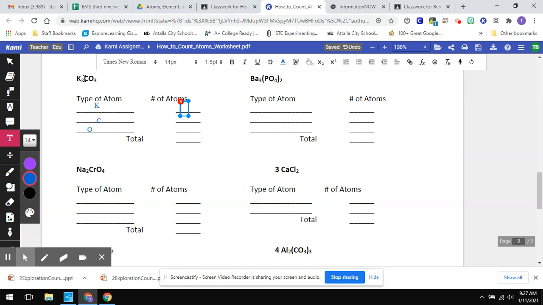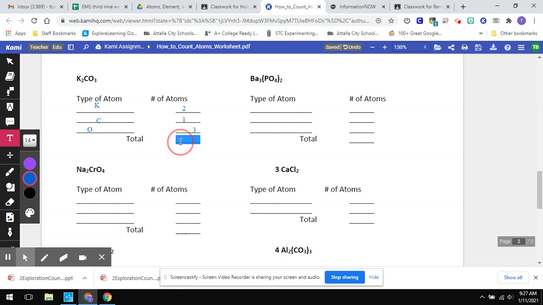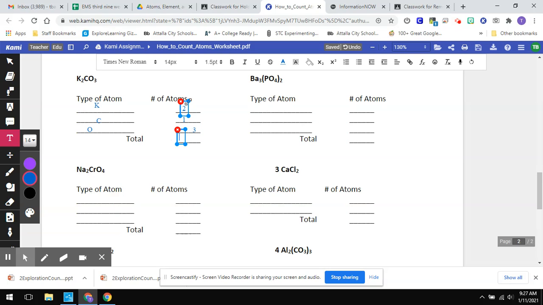So for the potassium, there's a subscript of 2, so I'm going to put a 2. For the carbon, there's not a subscript there, so it's an understood 1. And then for the oxygen, there is a subscript of 3, so there's going to be 3 oxygens. And then it wants to know the total amount, so you could say 3 plus 1 is 4, plus 2 more is 6. So you have a total of 6 atoms in that compound.